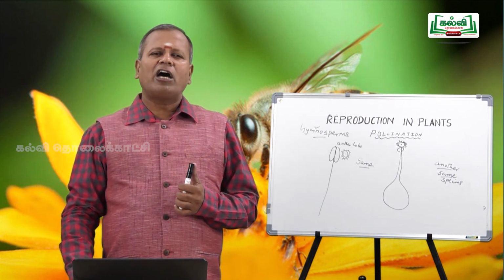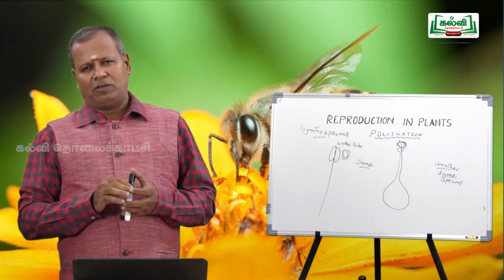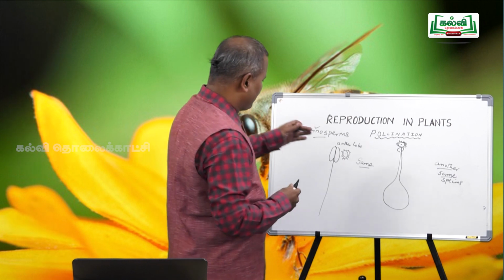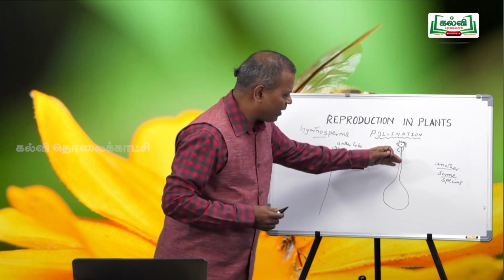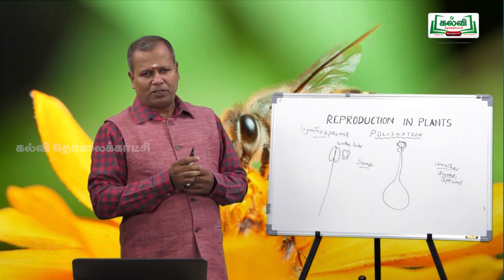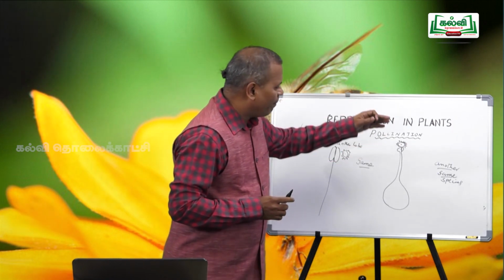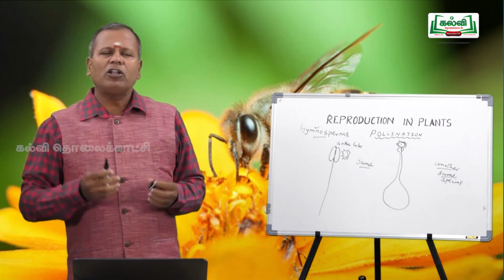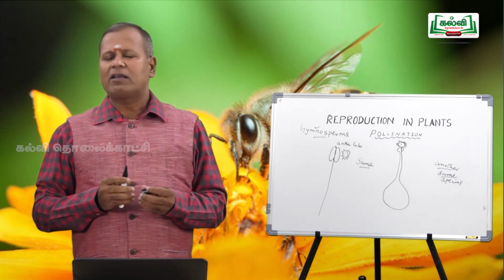Then the contrivances of cross-pollination, the things that help in cross-pollination: number 1, protandry; number 2, protogyny; number 3, distyly; and number 4, tristyly. If the androecium matures before the gynoecium, it is said to be protandry, which favors cross-pollination. If the gynoecium matures before the androecium, it is said to be protogyny, which also helps in cross-pollination in higher plants.